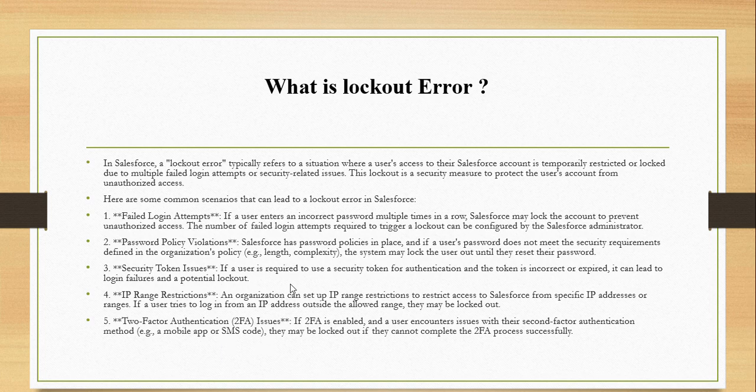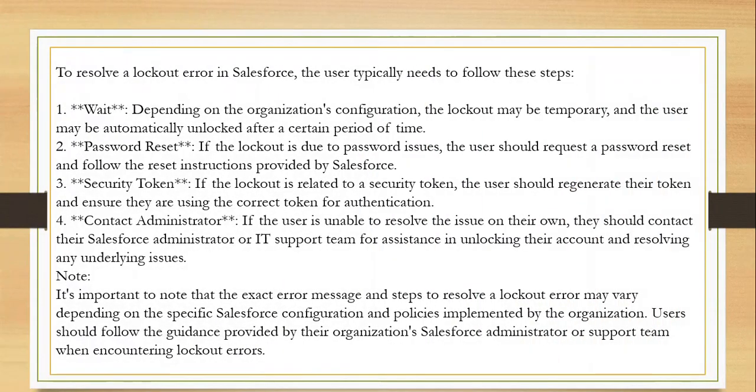Security token issues: if the user is required to use a security token for authentication and the token is incorrect or expired, it can lead to login failure and potential lockout. Then IP range restrictions and two-factor authentication. To resolve a lockout error, the user typically needs to follow these steps: wait, then go for a password reset, then the security token, and after that contact your administrator.